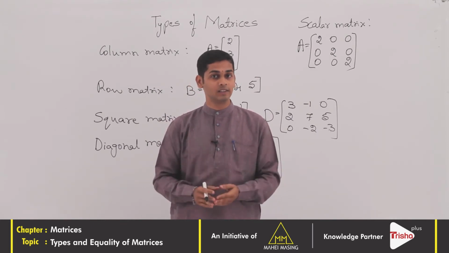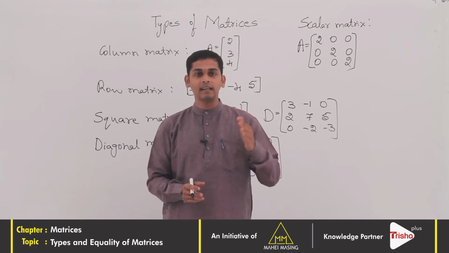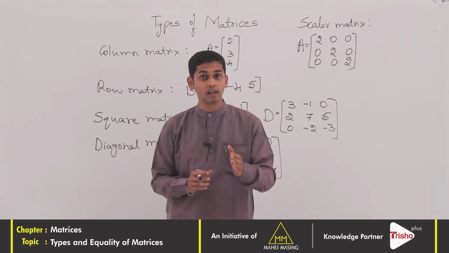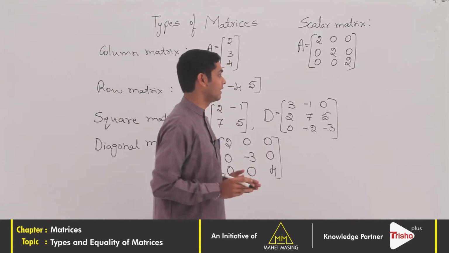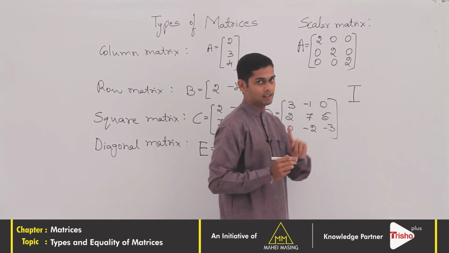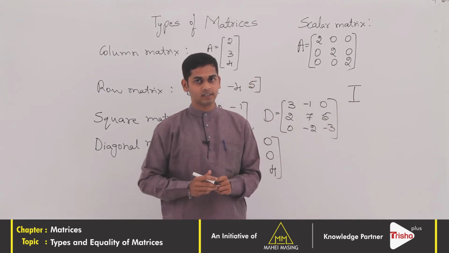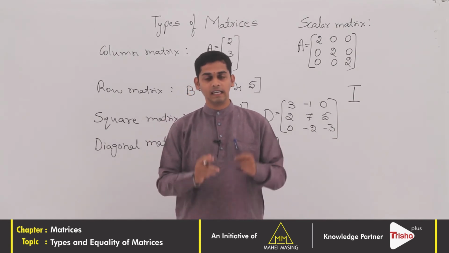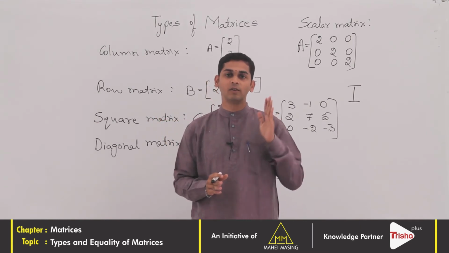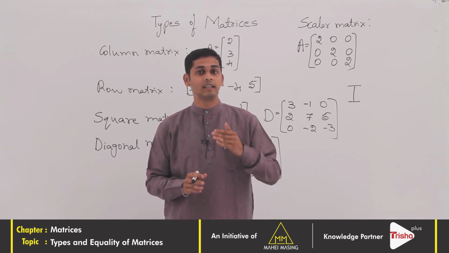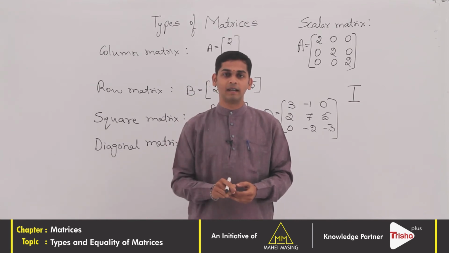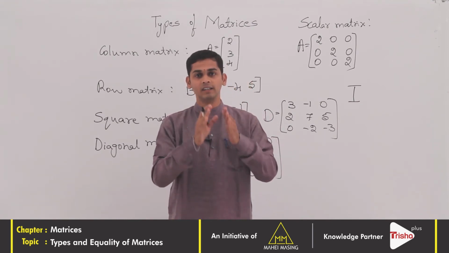The next type is the 0 matrix. We define the identity matrix with the help of a diagonal matrix, and we denote the identity matrix by capital letter I. How to define a 0 matrix? A square matrix in which each entry is 0 is called a 0 matrix, or we define it as a null matrix also. A null matrix or a 0 matrix is a square matrix in which each entry is 0.